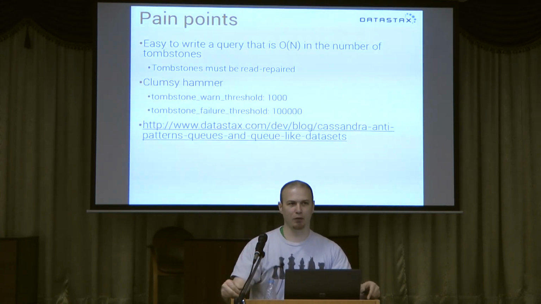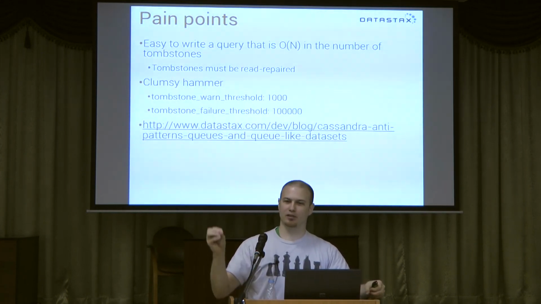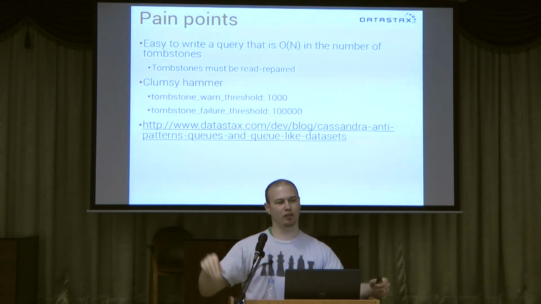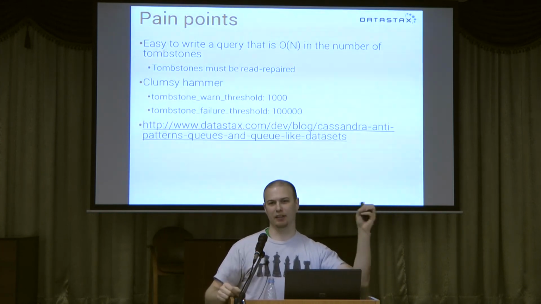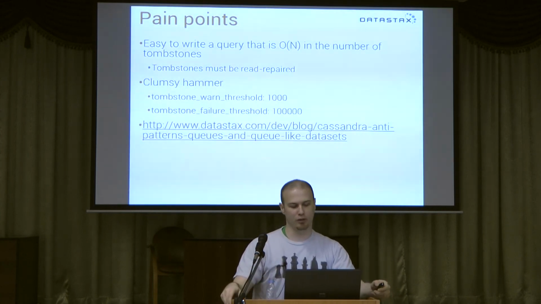We have a blog post from my colleague in the back here about things that are bad to do with Cassandra, and one of those is writing a persistent queue, because you're constantly adding new events to the queue and constantly deleting events from the queue, so you're generating the maximum possible number of tombstones.